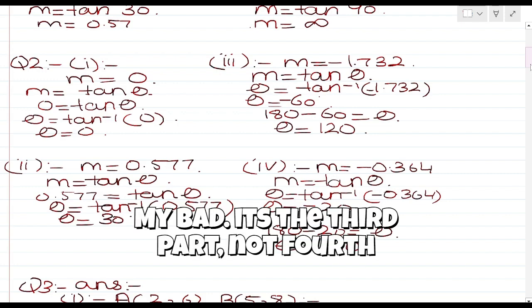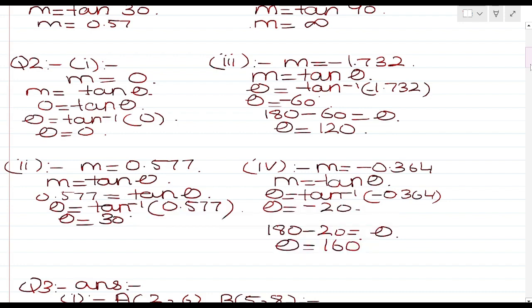If you look at the fifth part, you will notice that here we have negative 1.732. That is our gradient. So we will take the tan inverse of this, and that is negative 60. But we also know that our degree can't be negative. So 180 will be subtracted from this value. So we get 120 degrees. That will be our value of theta.